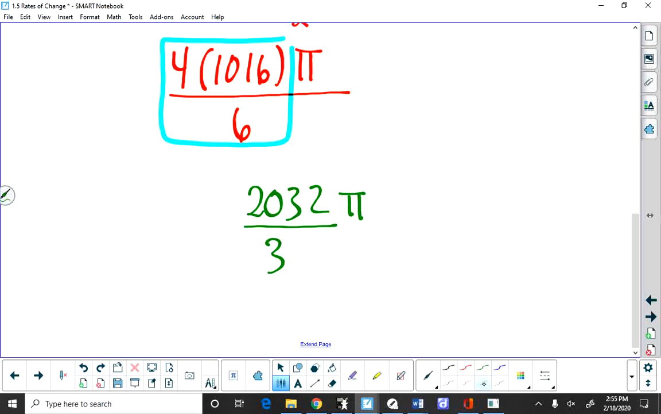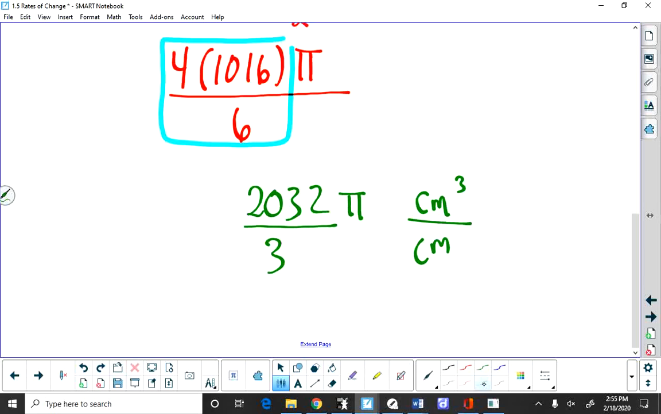Now, what are the units? Well, it's a rate of change of volume with respect to radius. The units are centimeters cubed per centimeter. And you don't want to cancel a centimeter. You want to leave it so that it tells you the volume on average is changing by that many centimeters cubed for every centimeter of radius change.